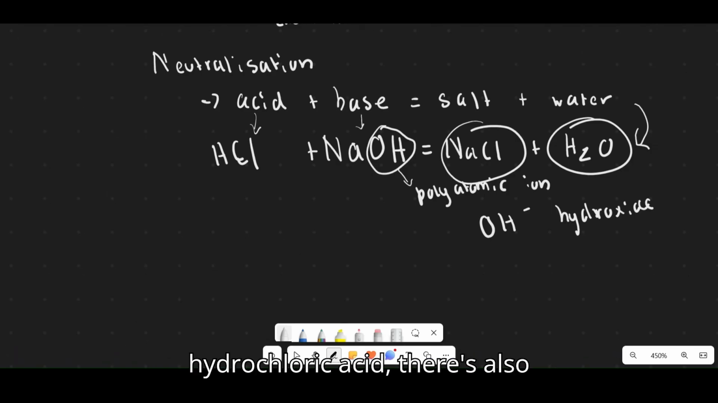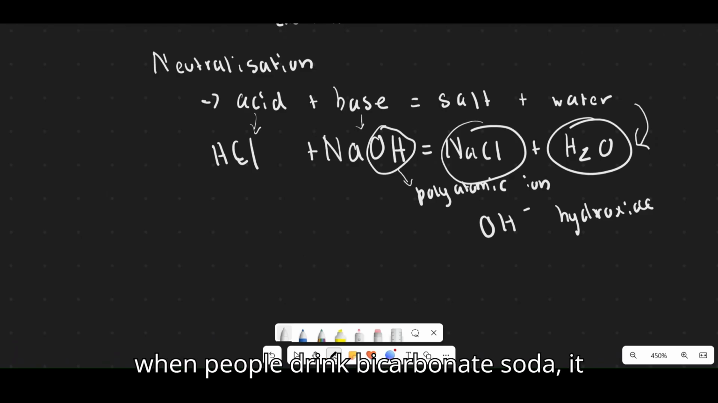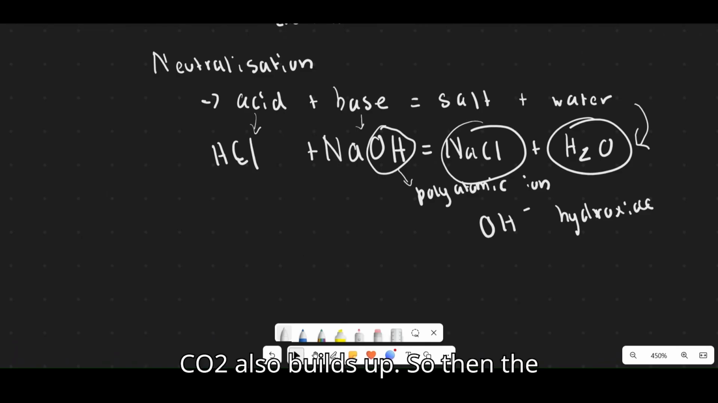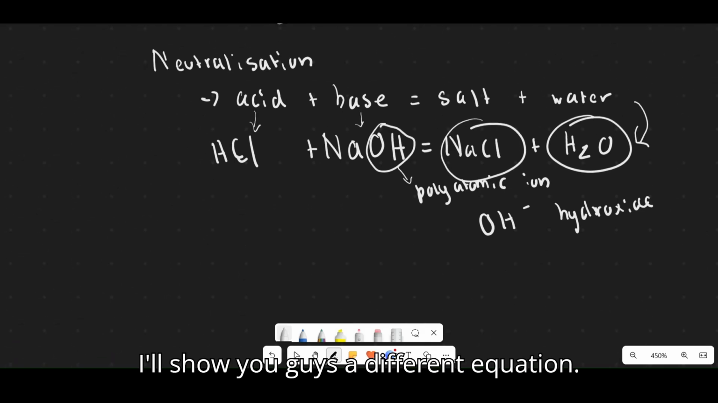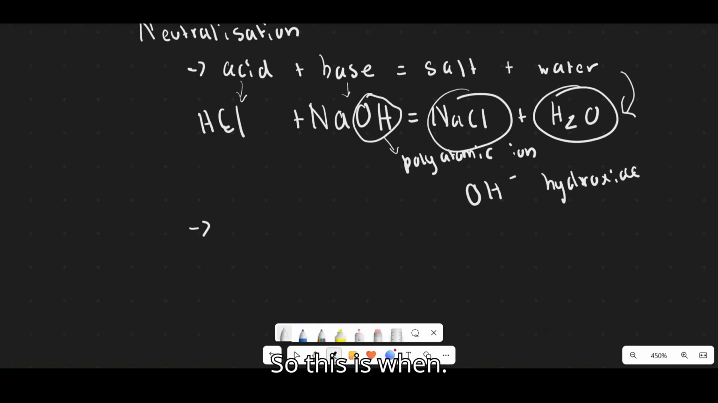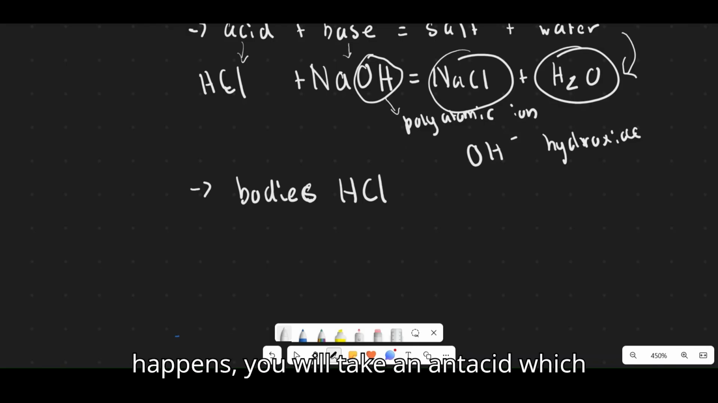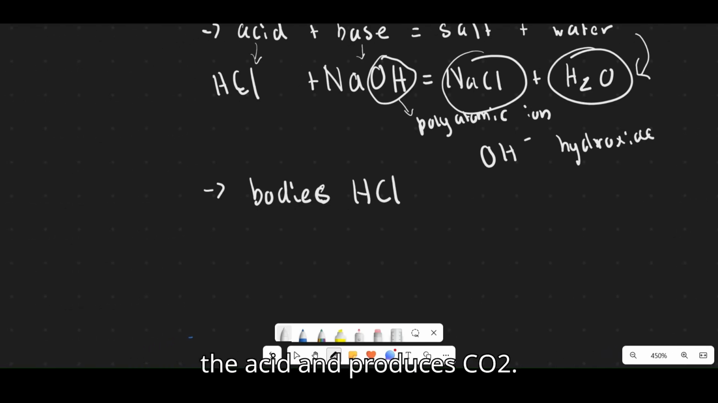There's also hydrochloric acid in our stomachs, and when people drink bicarbonate soda, it dissolves into water to neutralize, but CO2 also builds up. So I'll show you a different equation. Normally when this type of thing happens, you will take an antacid, which contains aluminium hydroxide or magnesium hydroxide, and it neutralizes the acid and produces CO2.